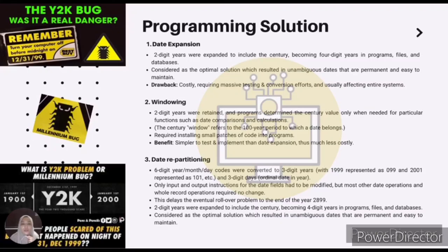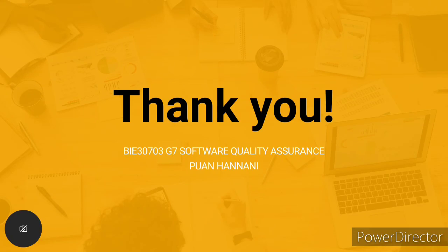Two-digit years were expanded to include the century, becoming 4-digit years in programs, files, and databases. This was considered the optimal solution, which resulted in unambiguous dates that are permanent and easy to maintain. That's all from us about the Y2K bug. Thank you.